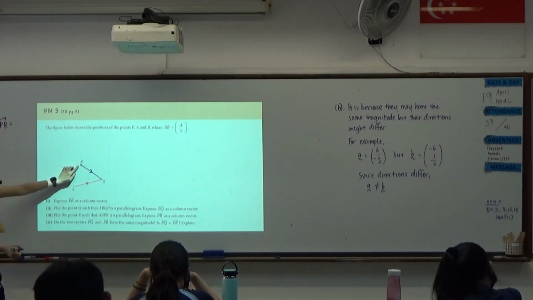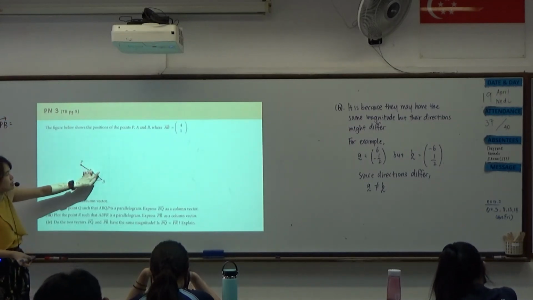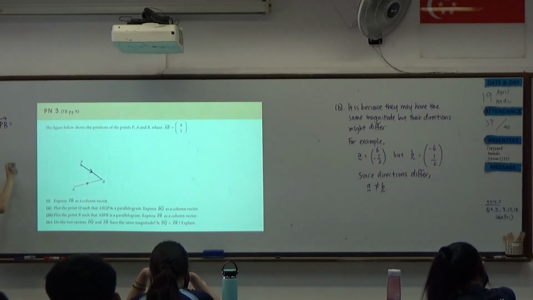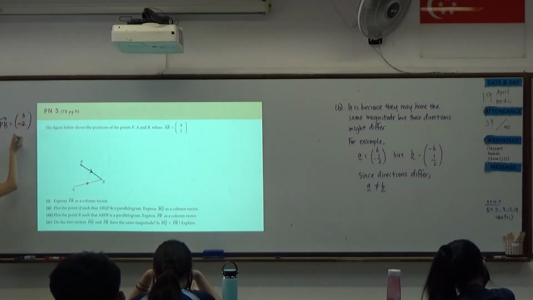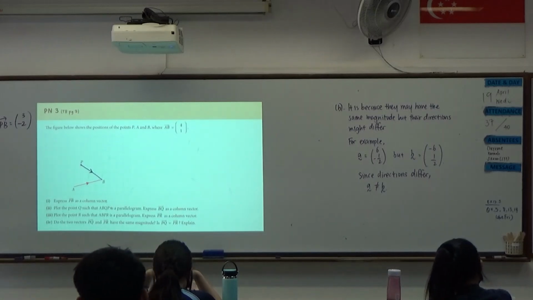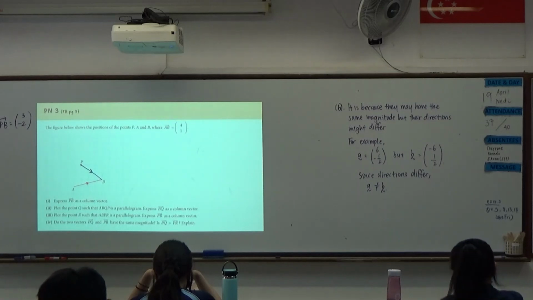And in this case, we are going rightwards for 3 units and downwards for 2 units. So rightwards will be positive 3, downwards will be negative 2. So the column vector will be 3, negative 2. Okay, I want us to pay closer attention to part 2 and part 3.